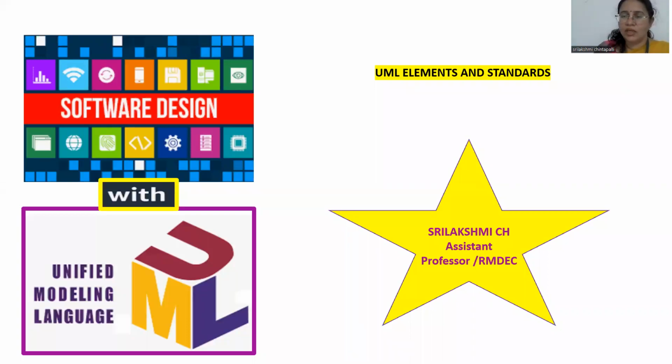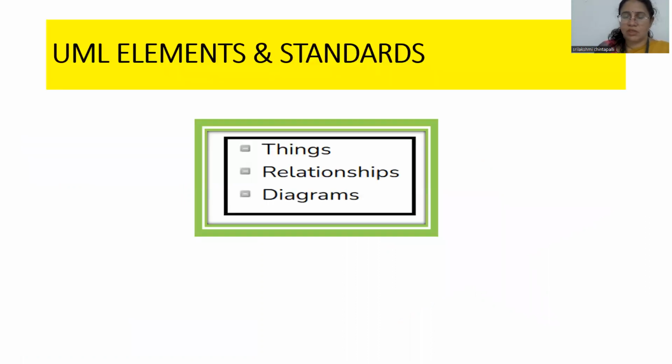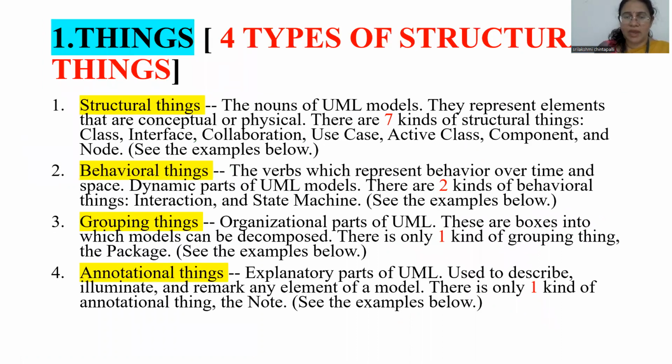Good day. Today, let us see about UML elements and standards. Basically, we have three major elements. We have things, relationships, and diagrams. When it comes to things, again, we have four categories.